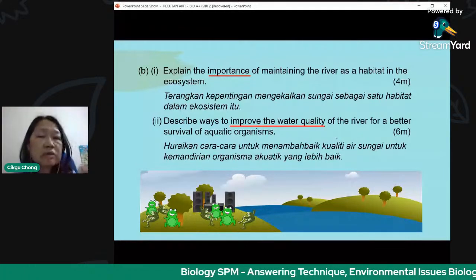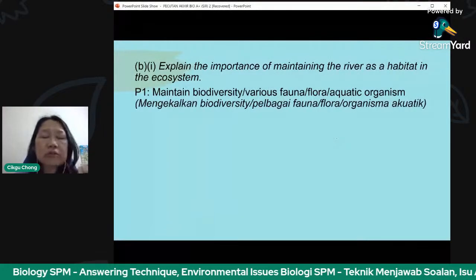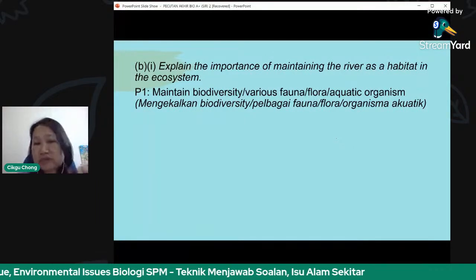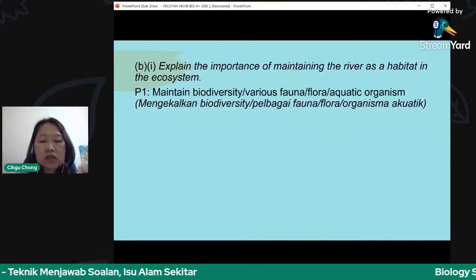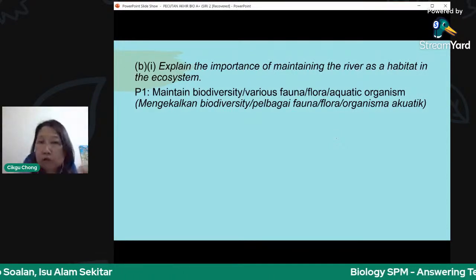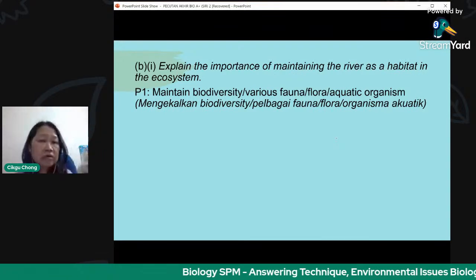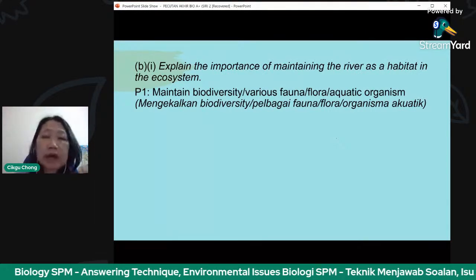So how to maintain, or no, not how to maintain. Why is it important to maintain? Because you want to maintain the biodiversity. The biodiversity just means many different types of animals and plants. So if your river is polluted, definitely the animals inside there will start dying. So when your animals die, you're going to have maybe extinction of certain species. There is no more biodiversity.